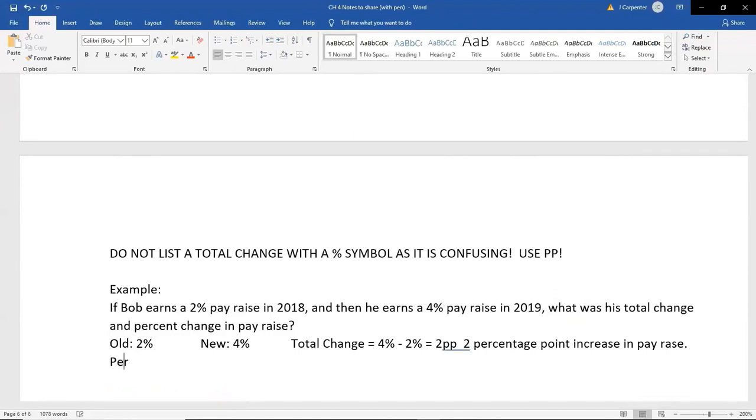The percent change, this is when we divide the total change by the original. Again, total change divided by original. The total change we just said was 2 percentage points.